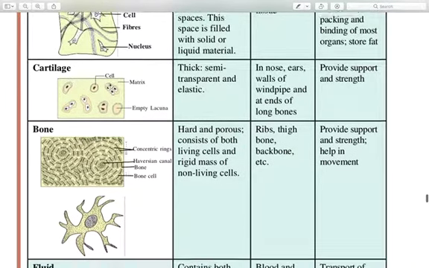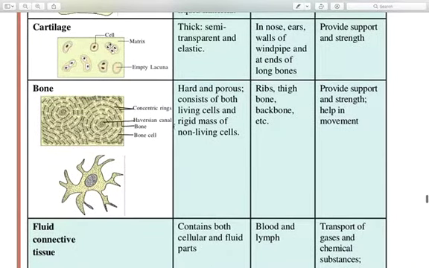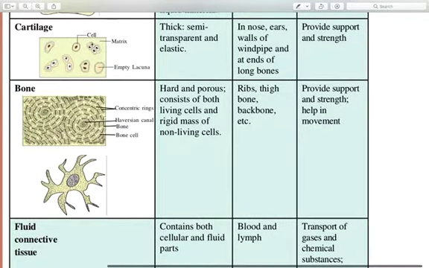And they provide support and strength. And then we have bone. So this is the bone. They have concentric rings inside the bone. This is the bone cell.